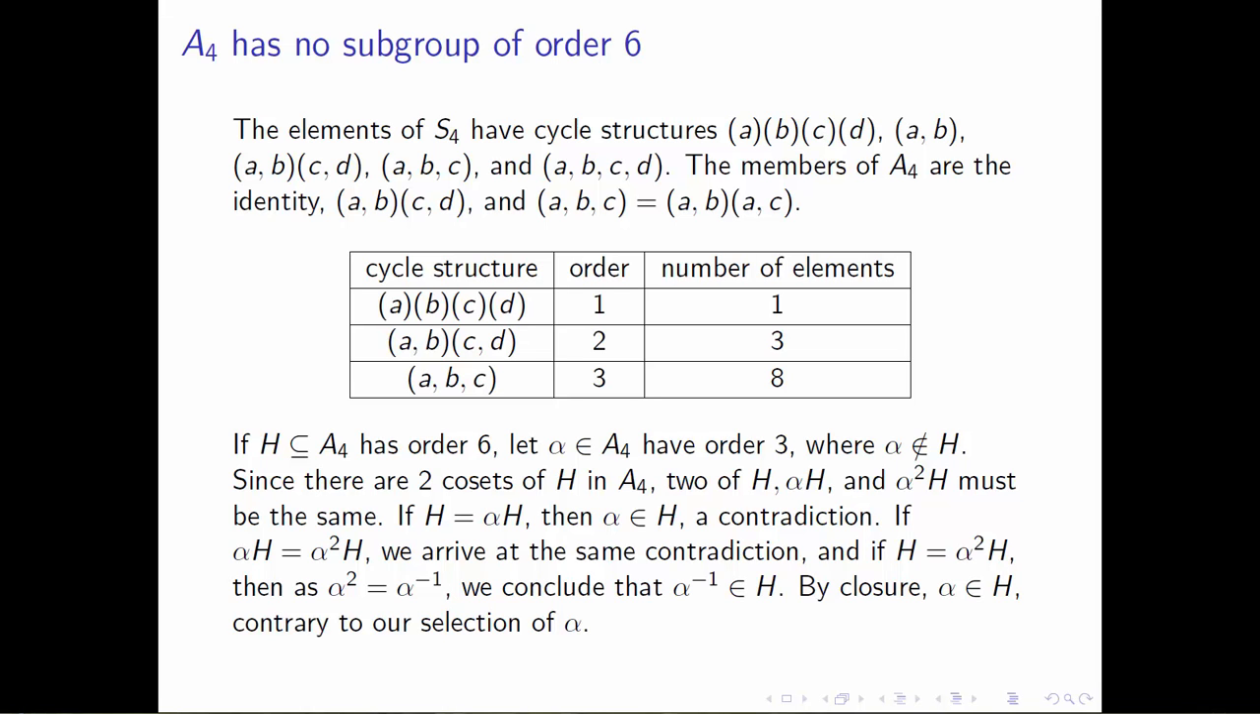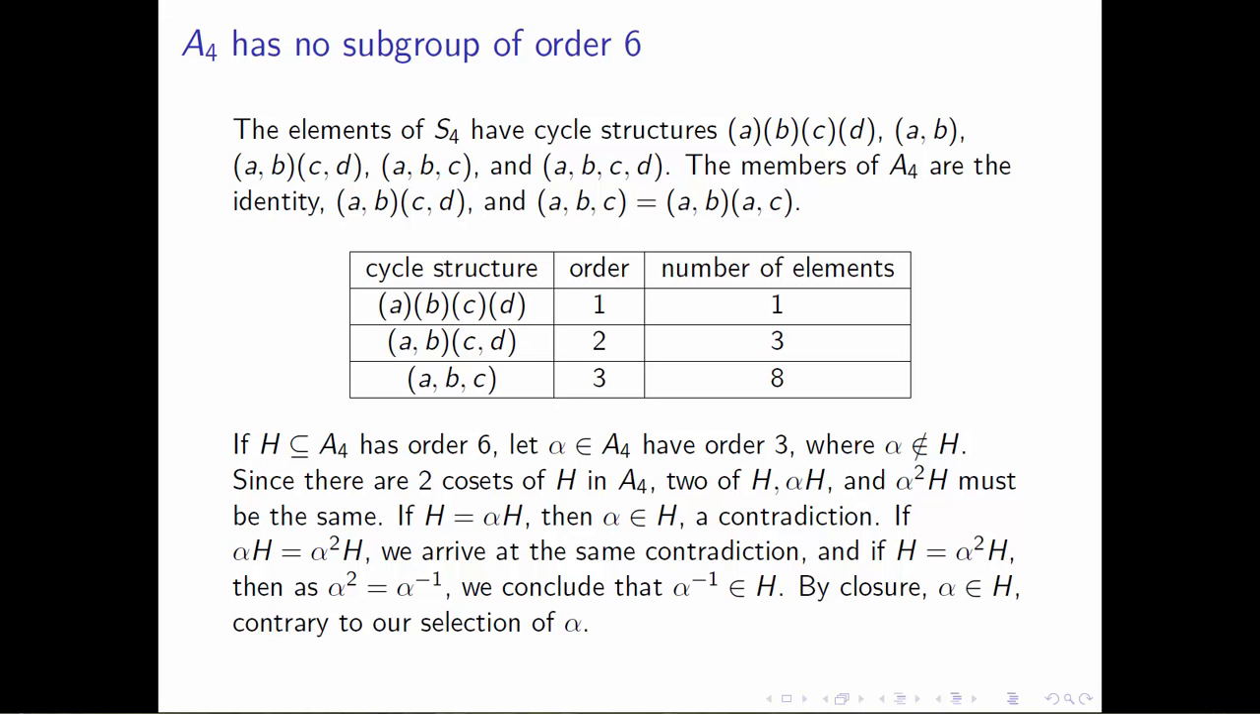So the last case we need to consider is if H is equal to alpha squared H, and here is where we're going to use the fact that alpha has order 3. So if we were looking at the group generated by alpha, since alpha has order 3, we would list out the group generated by alpha as the identity, alpha to the first power, and alpha squared. And then as soon as we hit alpha cubed, we'd be back at the identity. It follows that alpha squared is actually equal to alpha inverse.